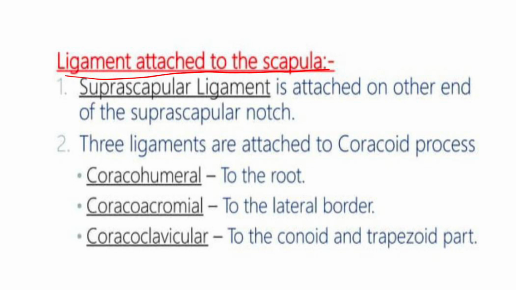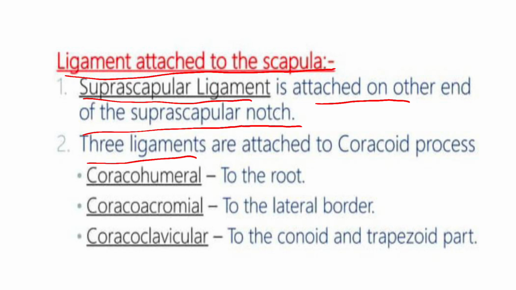Ligaments attached to the scapula. Suprascapular ligament is attached on the other end of the suprascapular notch. Three ligaments are attached to the coracoid process. Coracohumeral ligament to the root of the coracoid process. Coracoacromial ligament to the lateral border of the coracoid process. Coracoclavicular ligament to the coracoid process, the conoid and trapezoid parts of the coracoclavicular ligament.